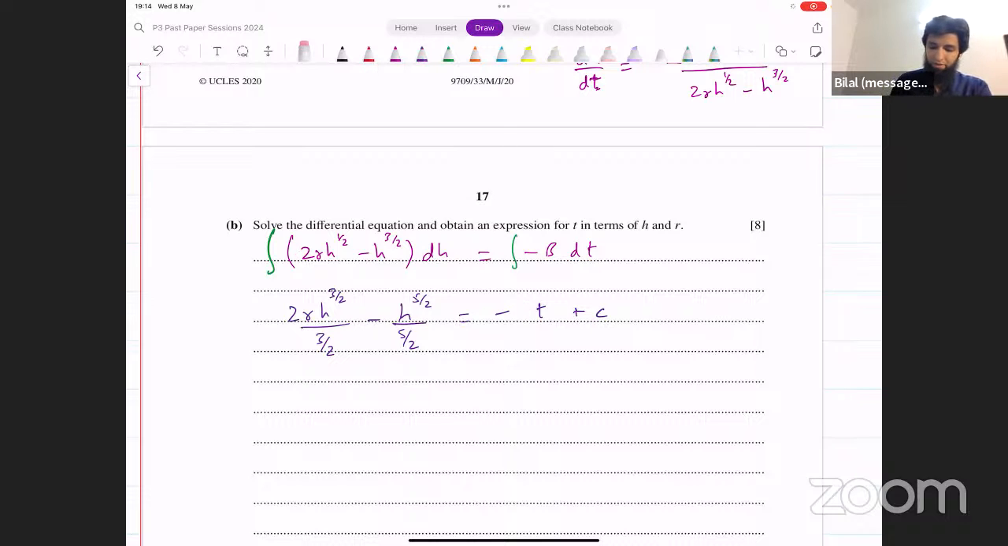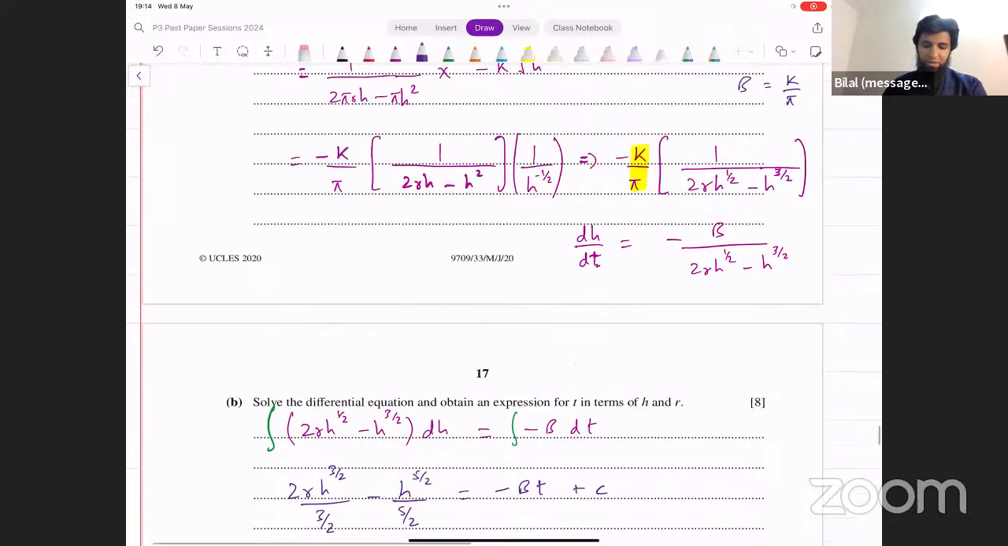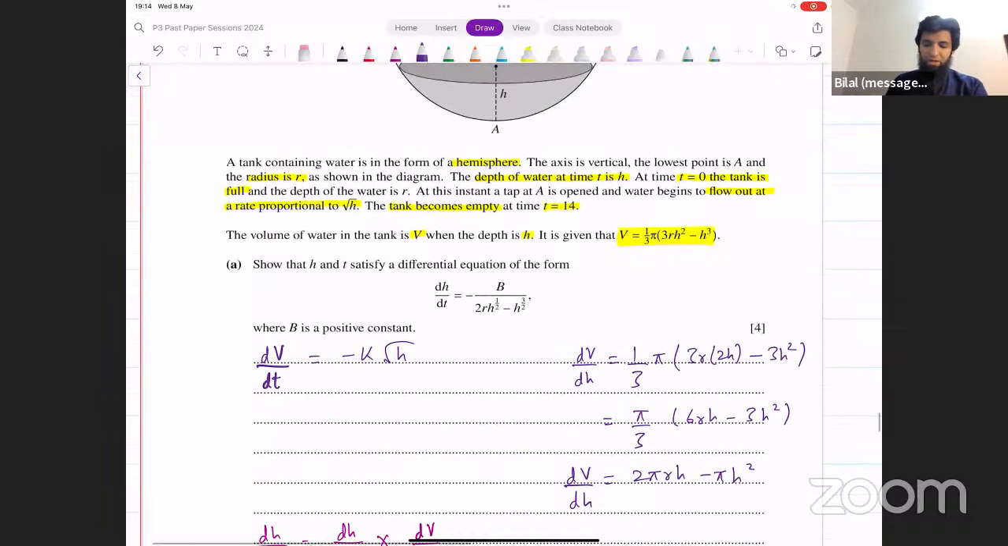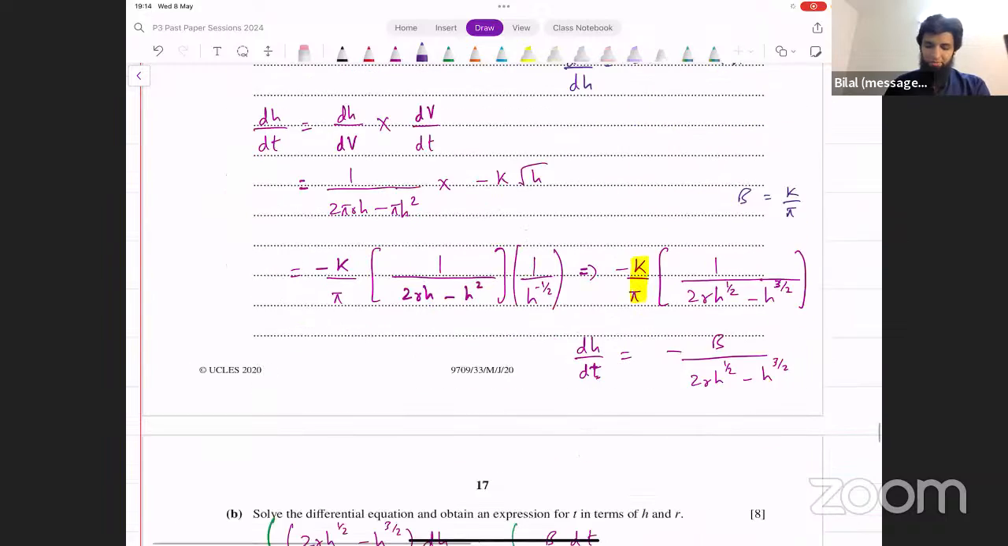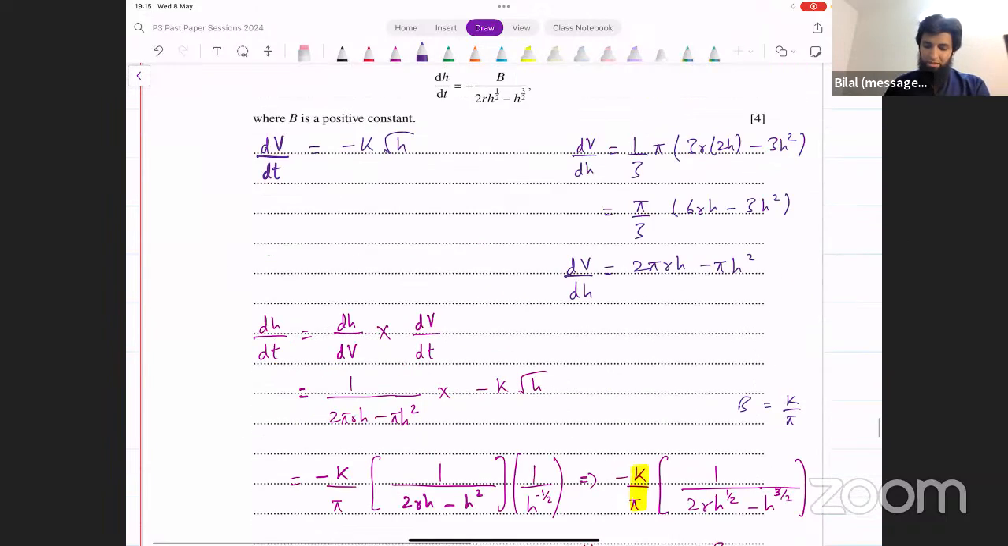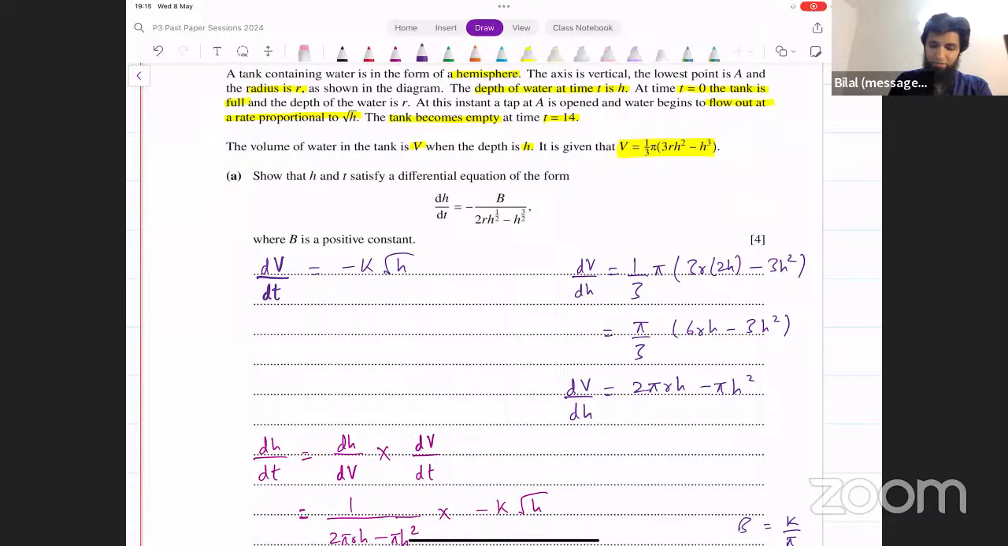Now, what do you want to find out? You want to find t in terms of h and r. We need to find the value of b and c somehow. How do you do that? What information do we have? We know that when t was 0, the tank was full, and when t was 14, the tank was empty. Okay. Let's use this condition first.